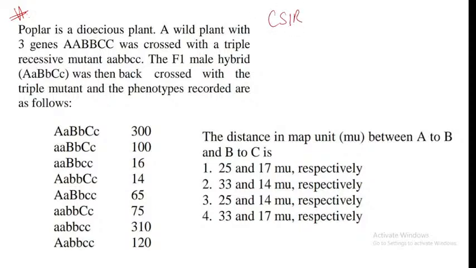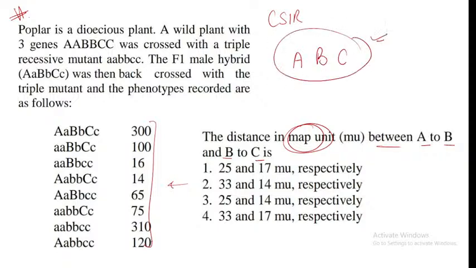The question was that you were given all of these things, and then you have to find out the map distance. So we have A, B, C, 3 genes present, and it was asked to find out the distance between A and B, and then the distance between B and C. Okay, so let's try to understand how to do these types of questions.